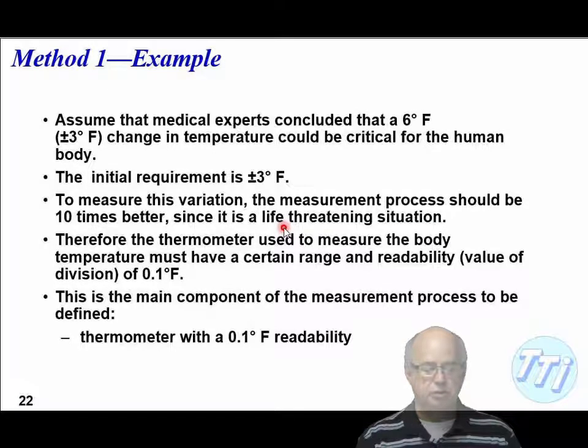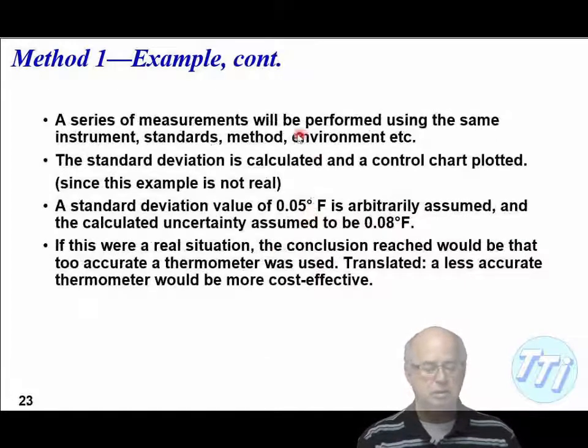As a consequence, we're going to be trying to measure much more accurately than something with a 3 degree Fahrenheit thermometer. So we've decided that we have a thermometer that looks like it might match that, with an accuracy of 0.1, or at least a 0.1 degree Fahrenheit readability. The actual uncertainty is a little more than that. We decide to take a series of measurements using that to check it out.